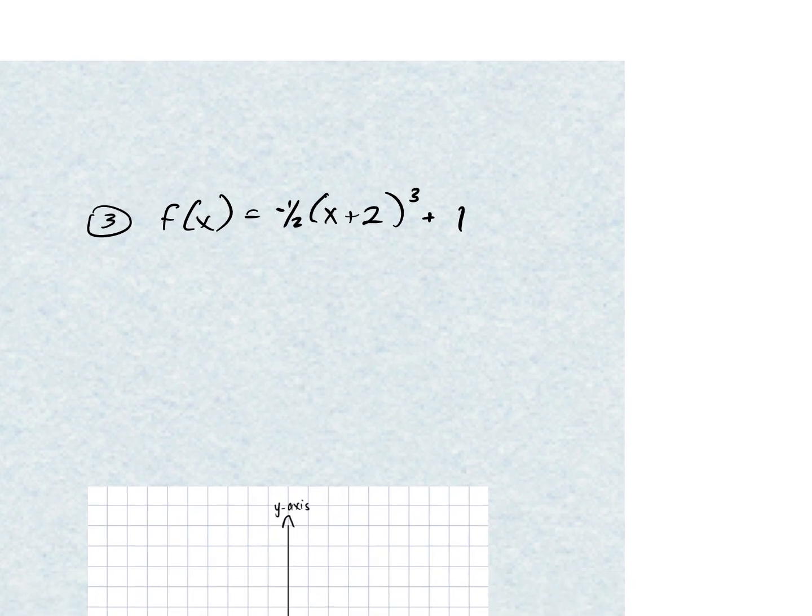First, identify any shifting. We have a +2 on the inside. That is a horizontal shift, and a +2 is going to mean it's going to go to the left 2 units. And we have a +1 on the outside. This is a vertical shift, and it's going to go up 1.